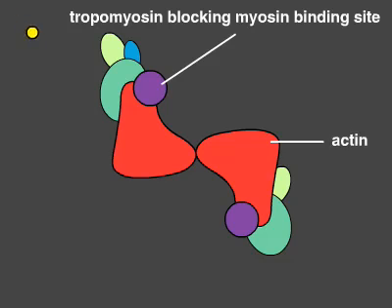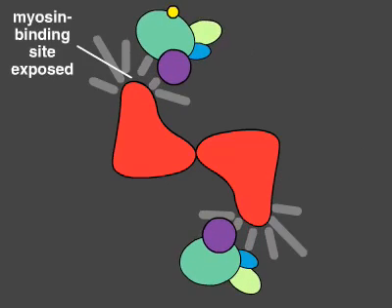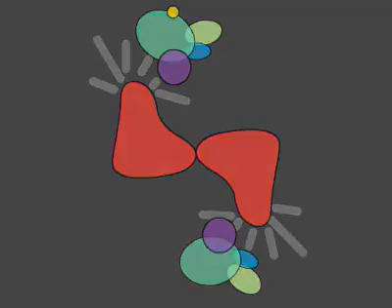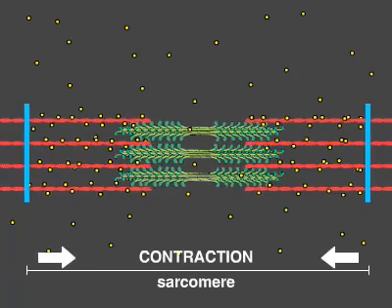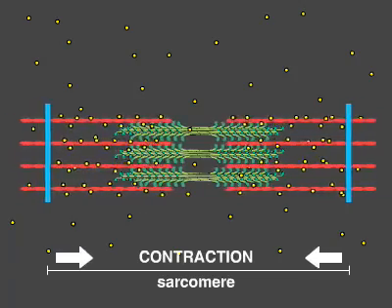When calcium floods the cell, troponin binds to it, moving tropomyosin off the myosin binding sites. Opening the myosin binding site on the actin filaments allows the myosin motors to crawl along the actin, resulting in a contraction of the muscle fiber.